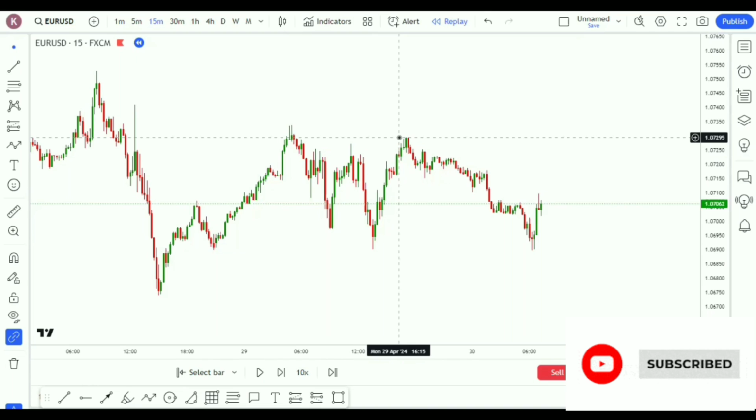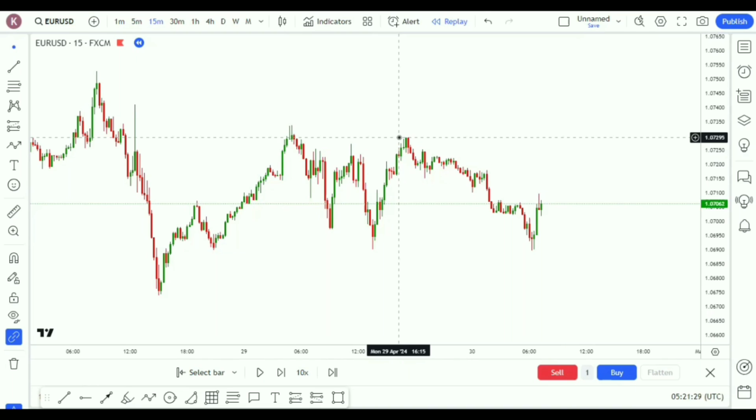So this is EURUSD, 15 minutes time frame. And I always use 15 minutes for my execution or entries, but sometimes I also use the 1 hour time frame. Those are the best time frames where I see beautiful trades or beautiful setups.